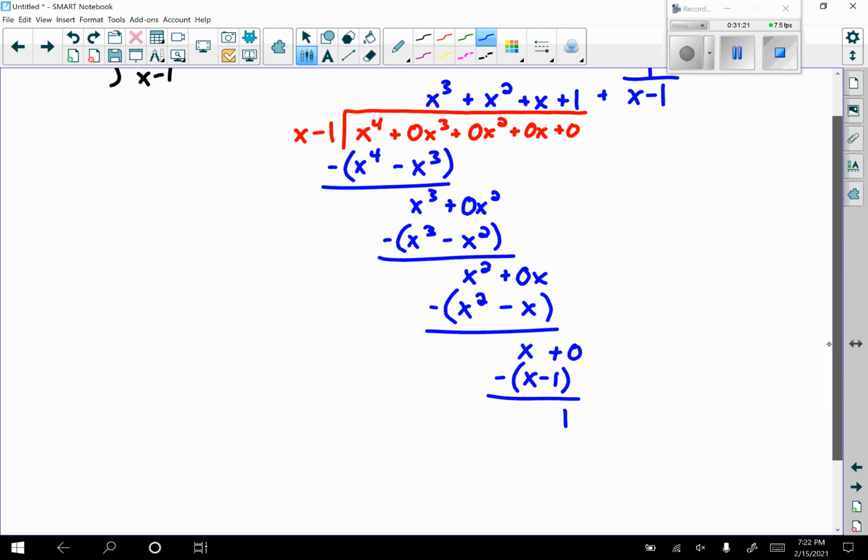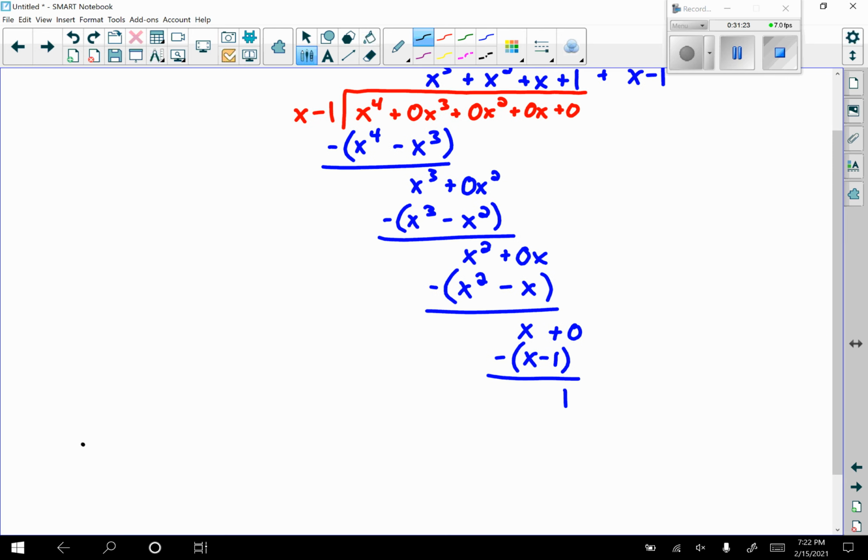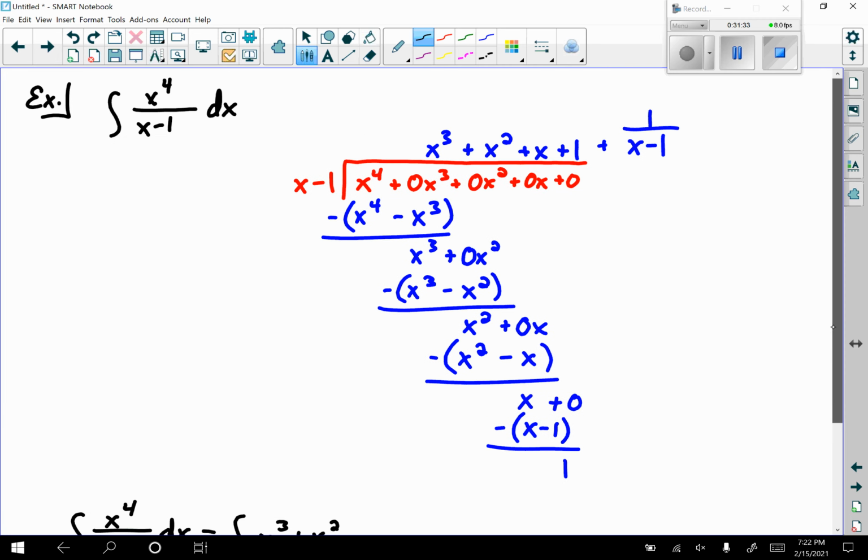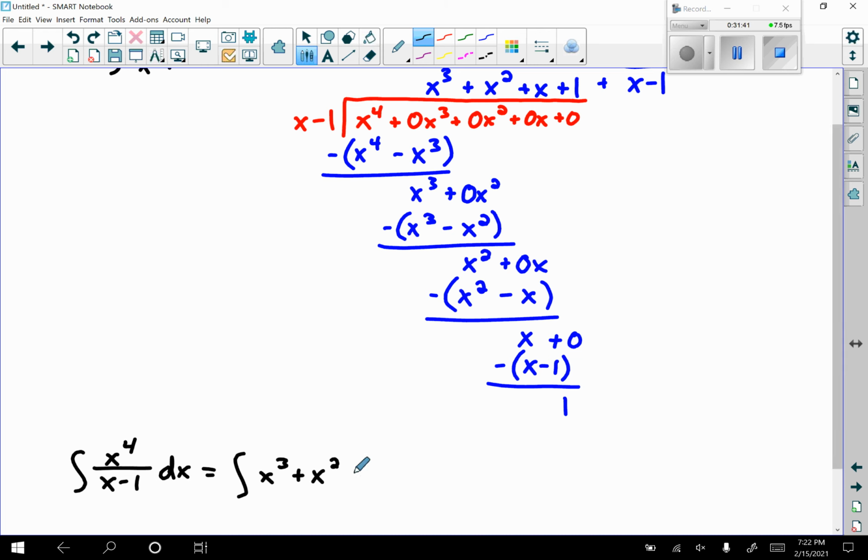So now I can say the integral of x to the fourth over x minus 1 dx becomes the integral of x cubed plus x squared. So I'm just rewriting. This means if I were to get all of these with the common denominator of x minus 1, it would just turn into x to the fourth once I combined everything. So then I get plus x plus 1 over x minus 1 dx.